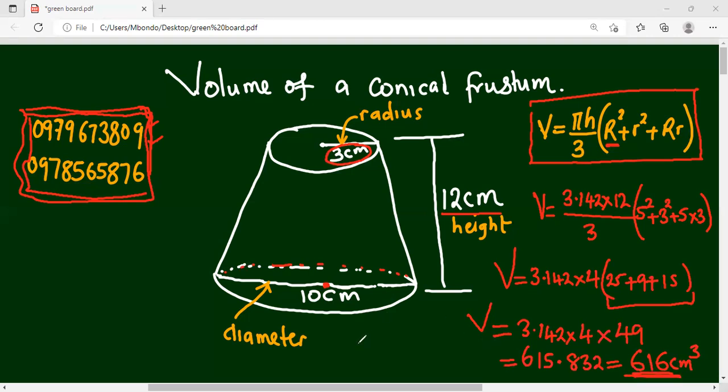Most likely you may find such questions in tomorrow's exam, and you should not forget this formula.